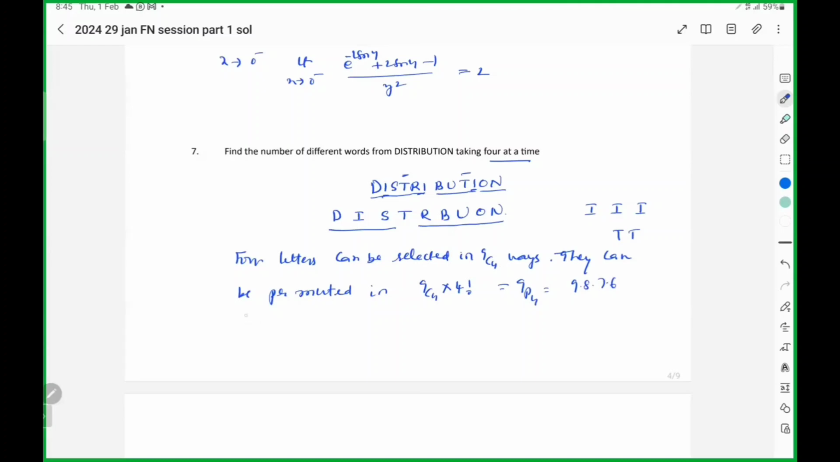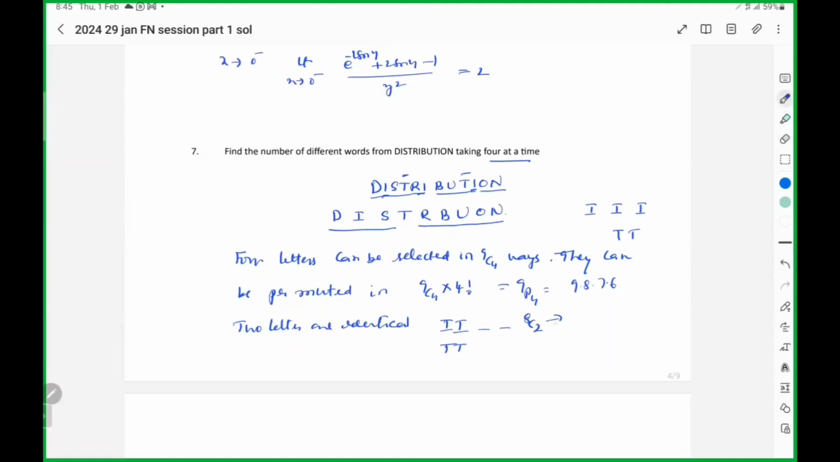So another possibility here: 2 letters are identical, like II or TT. I will choose only 2; total 9 are there. I will choose only 2 letters from the 9. So if I choose I, for example, the remaining 8 letters are there. I will choose 2 letters from 8 in 8C2 ways.